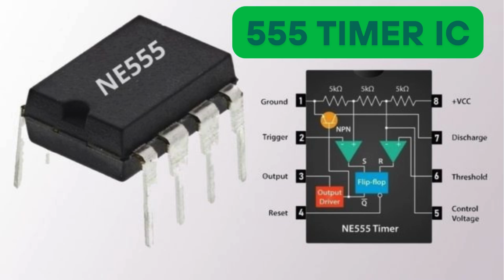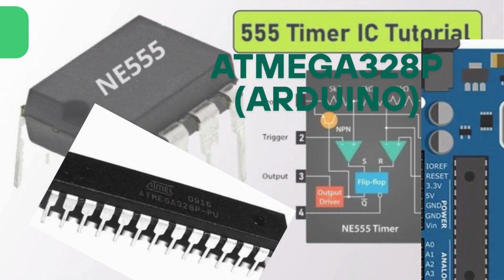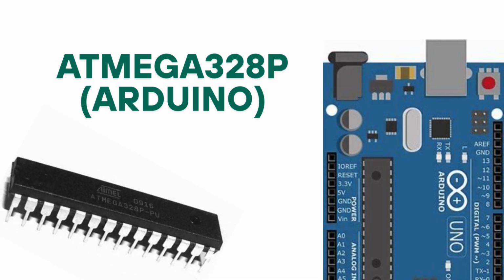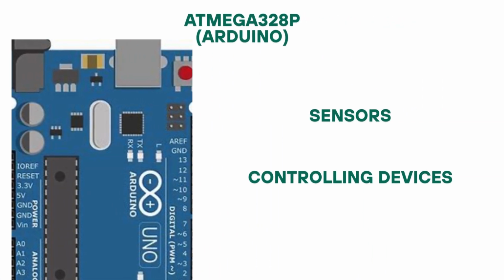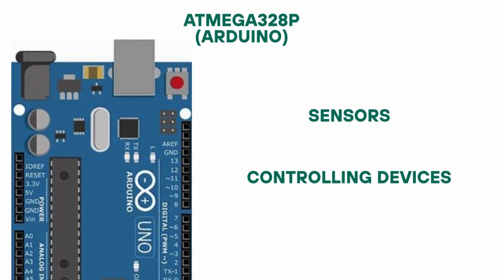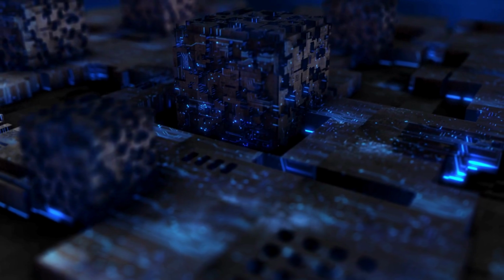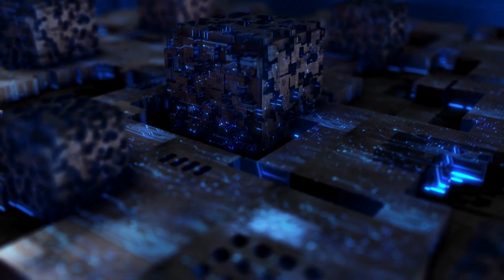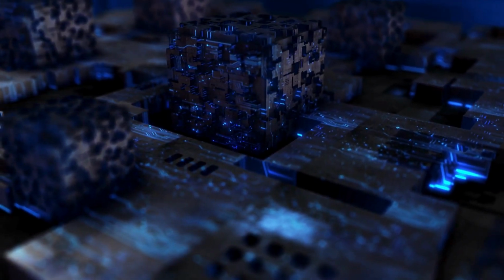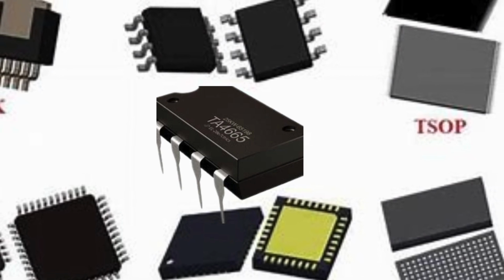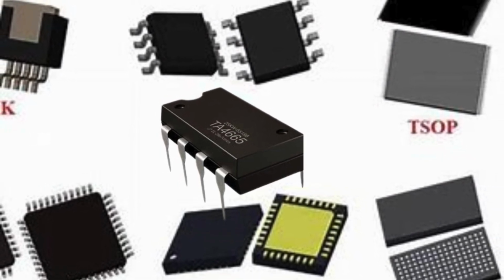Another example, the ATmega328P, the chip inside an Arduino board. That's an entire computer on a chip, able to read sensors, make decisions, and control devices. ICs are the brains of most electronics today. Smartphones have dozens of them working together. Even a microwave has several ICs for timing, sensing, and display control. So, when you see a black chip with many legs, you are looking at a powerful little circuit ready to help your project come to life.